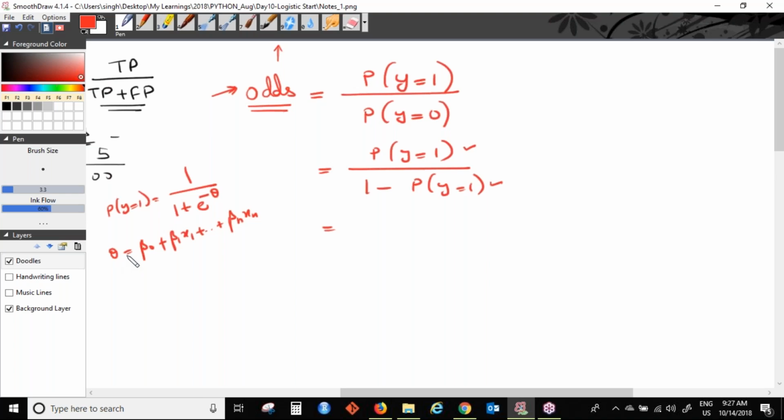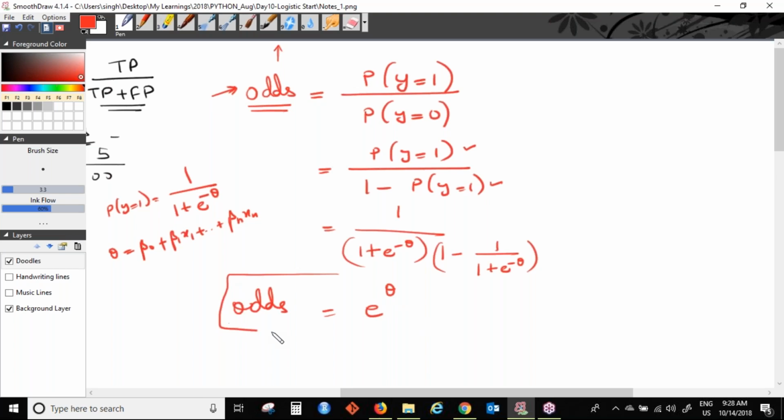I have written theta in place of this so that I avoid writing it again and again. So if I plug that here, I get 1 divided by 1 plus e to the power minus theta, and here 1 minus 1 divided by 1 plus e to the power minus theta. Now if I break this apart and do all the subtraction, what I will get at the end is e to the power theta. You can do this yourself and you will see this is what you will get. You will get odds is equal to e to the power theta.